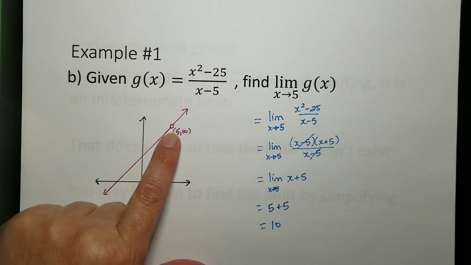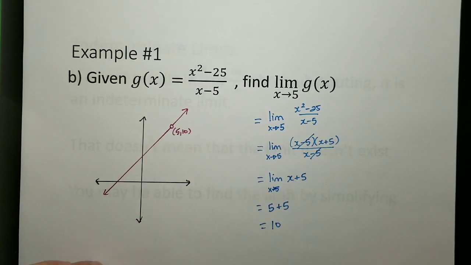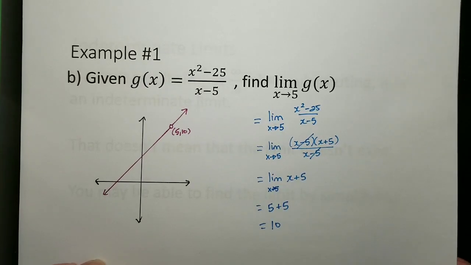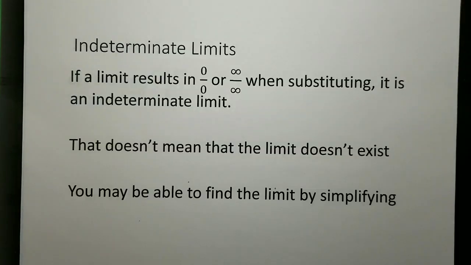We won't have a value of g at 5. G at 5 is still undefined, but we can talk about what's happening around that as we get closer and closer and closer, and that's what limits are helpful for. So that previous example is what's called an indeterminate limit.